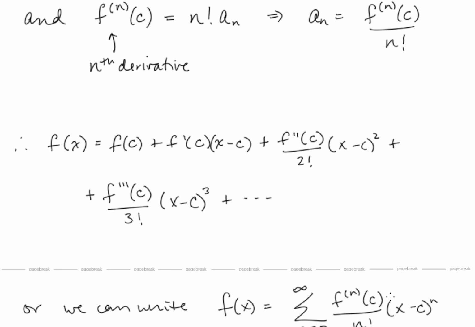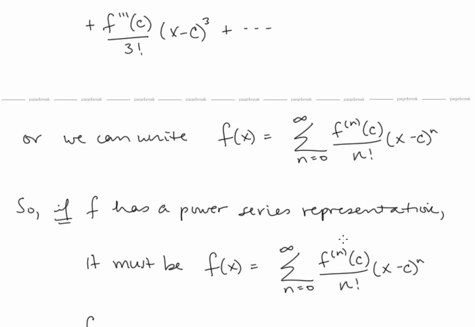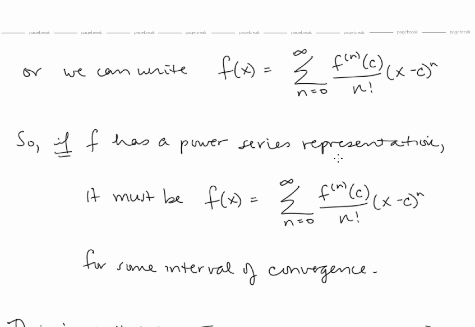So our series looks like this. f of x is equal to f of c plus f prime of c times x minus c plus f double prime of c over 2 factorial times x minus c squared plus f triple prime of c over 3 factorial times x minus c to the third, and so on. And we can write that like this in summation notation. So what we're saying is that if f has a power series, it must be of this form.